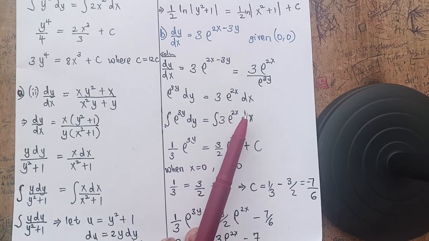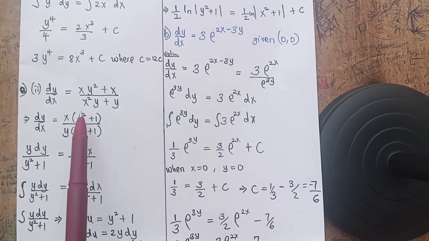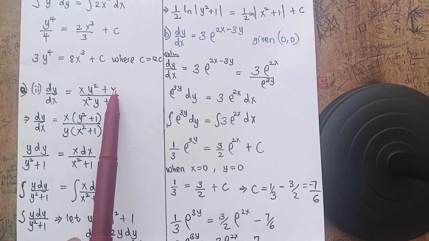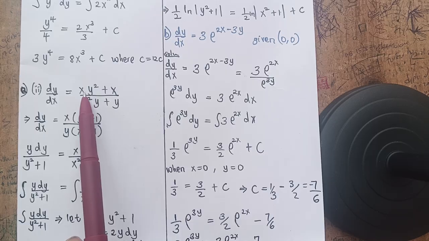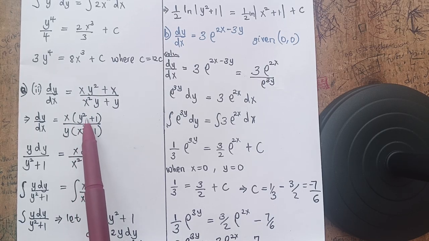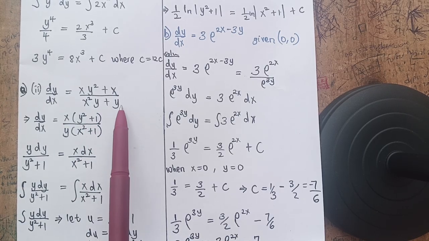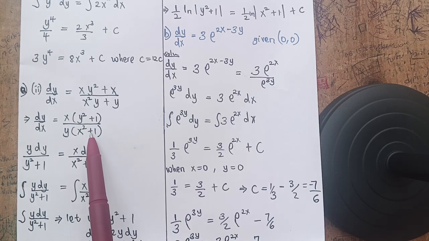Here, the first step is to factorize. On the numerator, x is common, so it's going to be dy over dx is equal to x, open the bracket, y squared plus 1. On the denominator side, y is common, so it's going to be y into x squared plus 1.